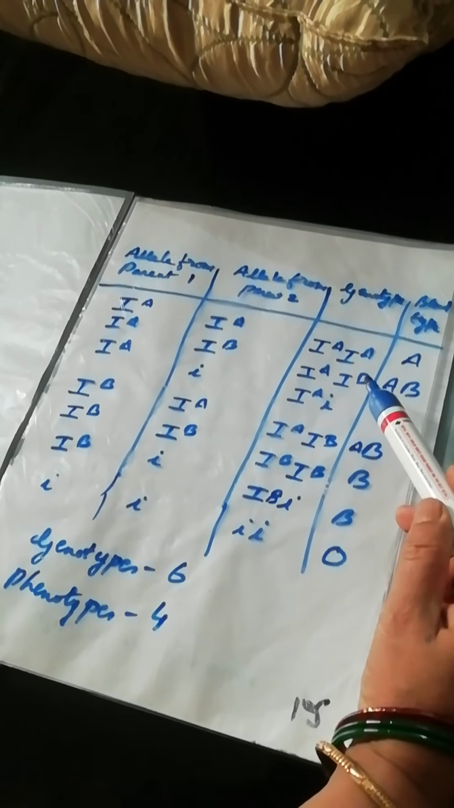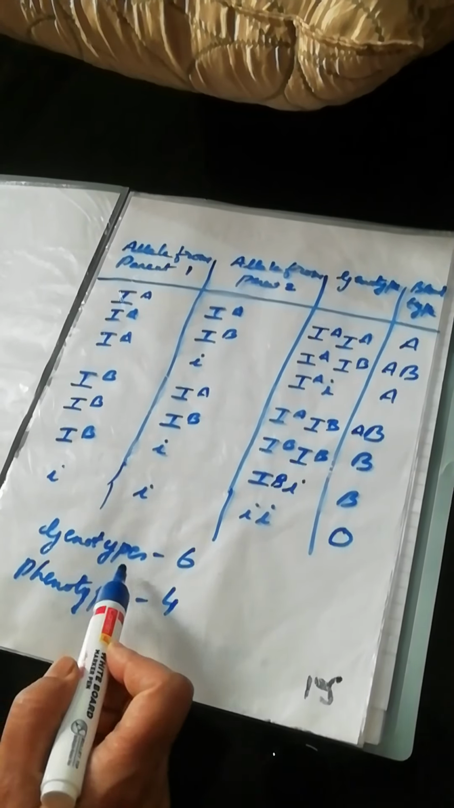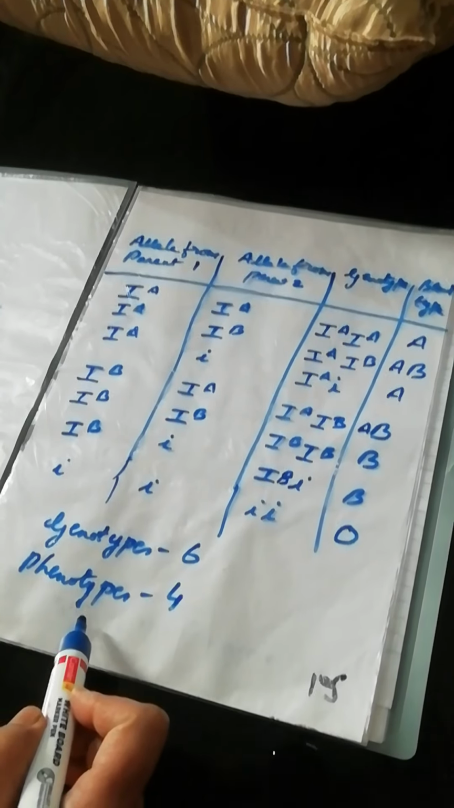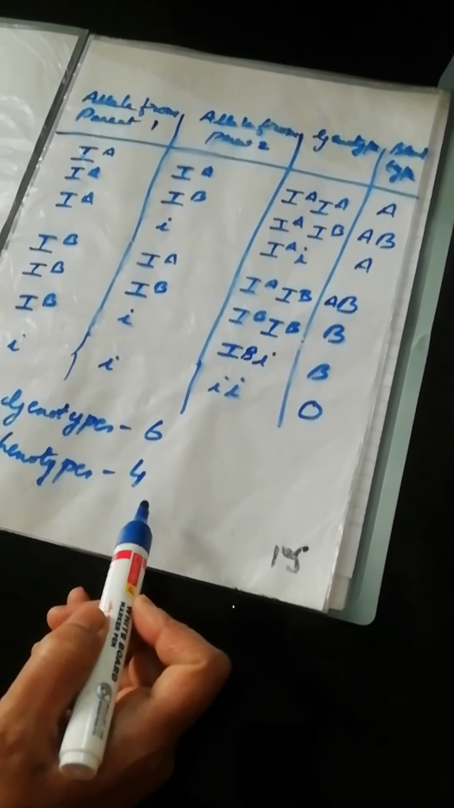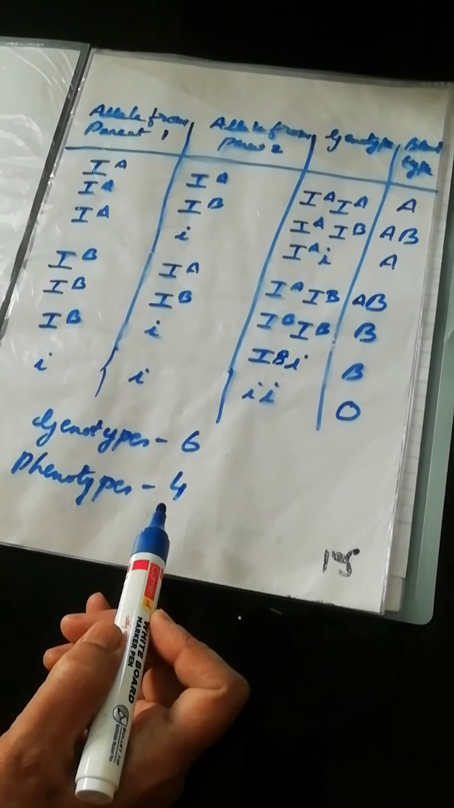What do these genes do? These genes are present on the surface of RBC, and they produce a type of sugar on the surface of the RBC. So this is an example of codominance. So how many genotypes have we seen? 6. And how many phenotypes are there? 4. I'll tell you that this blood group was discovered by a scientist called Landsteiner.